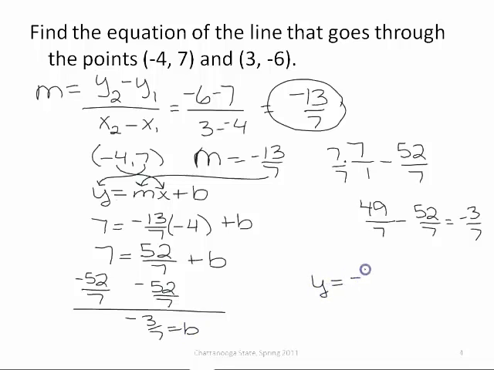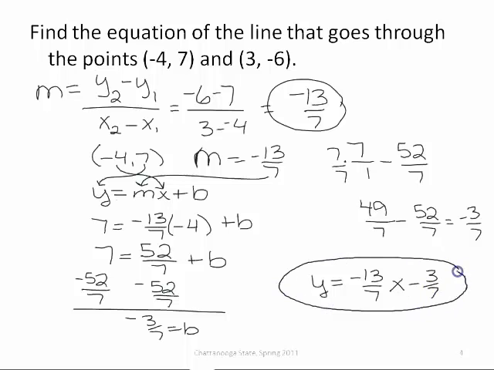So now I just have to remember to go back and write that in my equation. y equals negative 13/7 x minus 3/7.